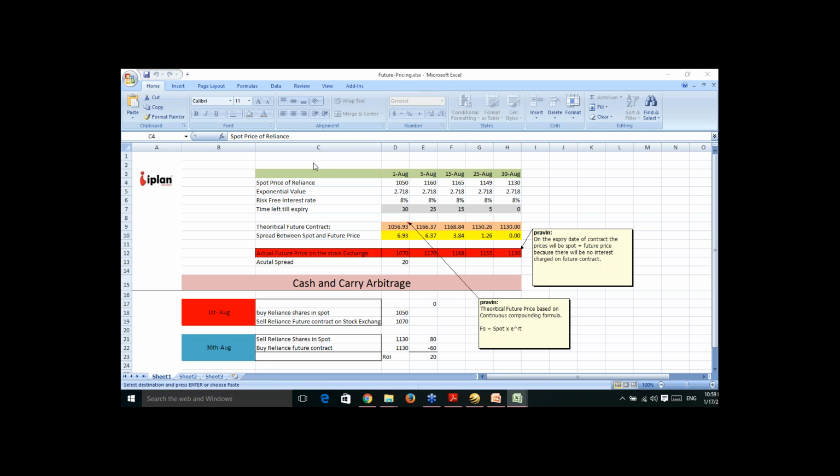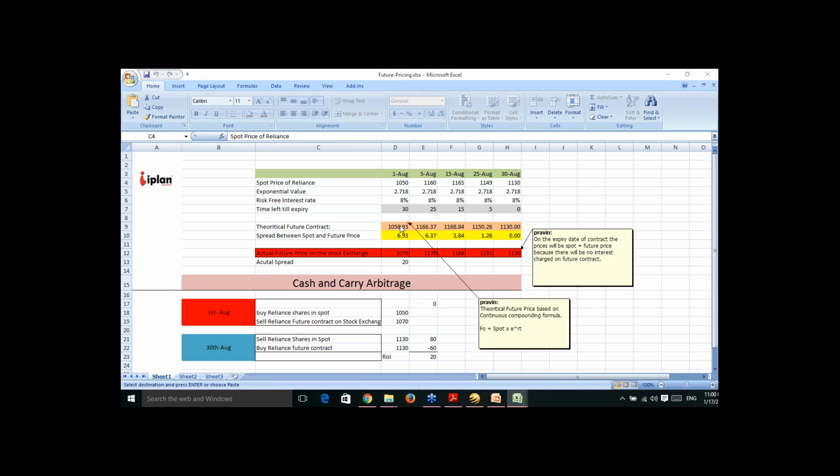So we're understanding the cash and carry model, and the spot price of Reliance shares is 1050 on 1st of August. And we can see that on 5th August it has increased and then again increased, reduced and reduced. So it is volatile during the month. Now we know the exponential value is fixed at 2.718, interest rate is fixed, but time left till expiry is reducing. So on 1st August there were 30 days left in expiry, and on 30th August the expiry left was 0 day.